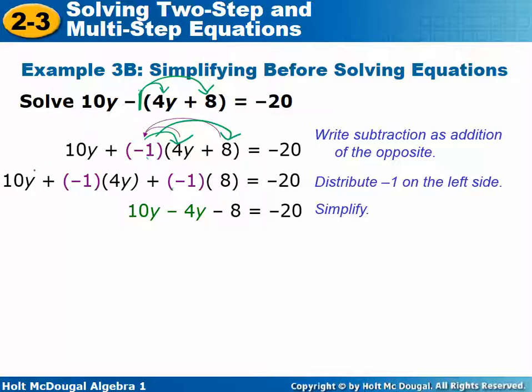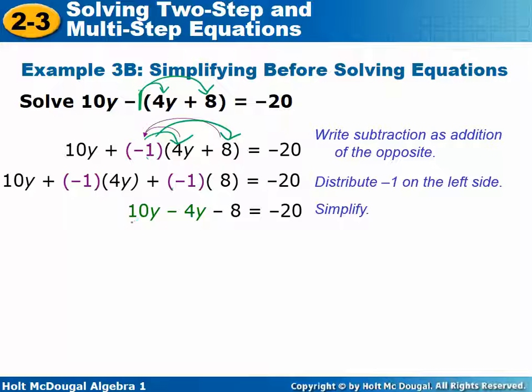So now that simplifies to 10y, of course. Negative 1 times 4y is minus 4y, or you could write plus negative 4y if you prefer, and plus negative 1 times 8 would be minus 8. And again, if you want, you can write plus negative 8, but it's simpler to just write minus instead.